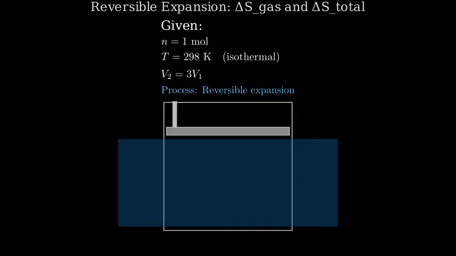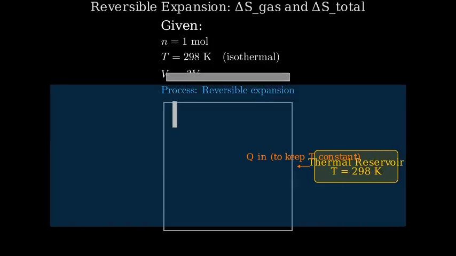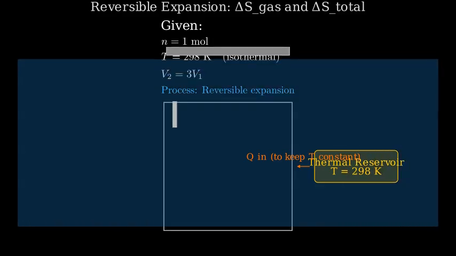We sketch a cylinder with a movable piston. The blue region is the gas. Because the process is isothermal, the gas is in contact with a large thermal reservoir at 298 Kelvin. Heat flows in to keep the temperature constant, while the gas does work as it expands. Now watch the piston move up as the gas volume increases by a factor of 3.